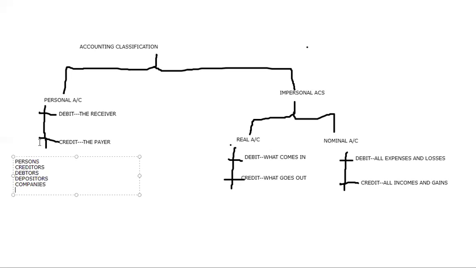So companies, then banks, then insurance, insurance companies, all these things come under this one. Then loan.